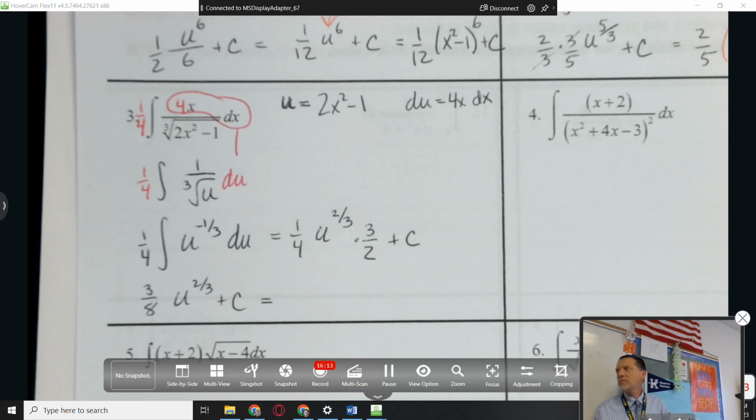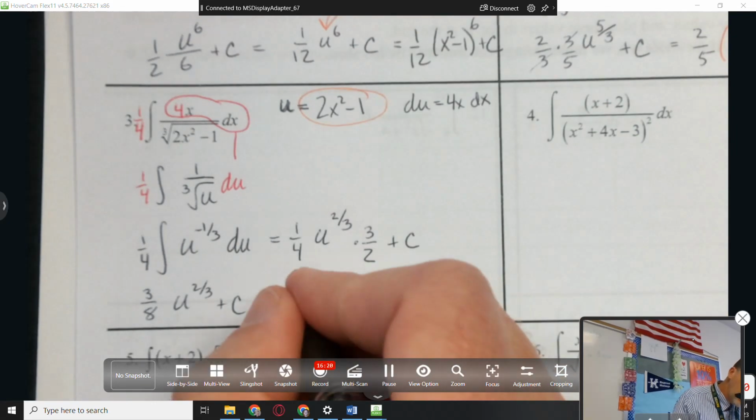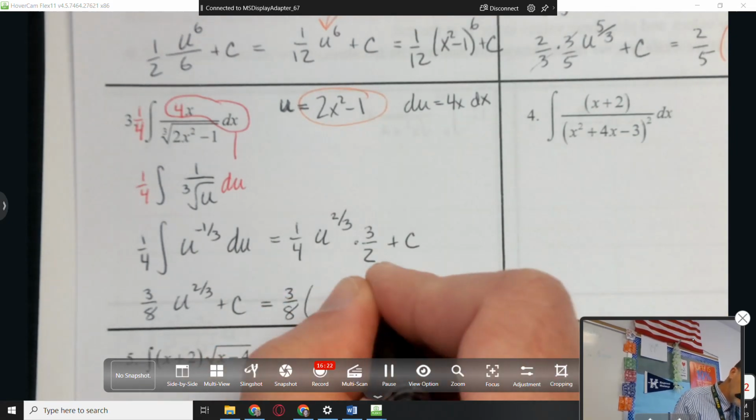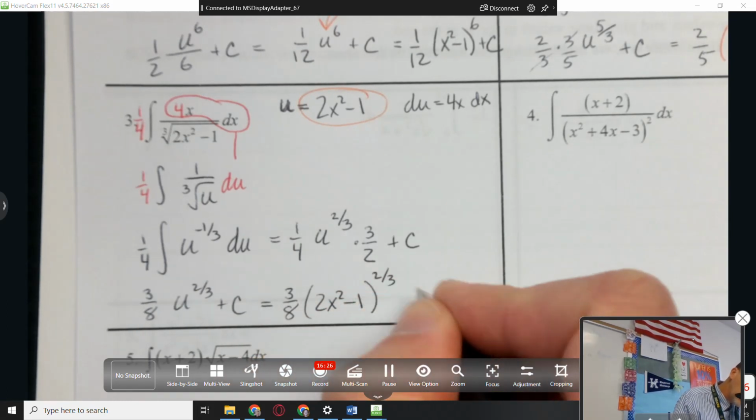But don't stop there. Common mistake to make it all the way there and then forget to put the x stuff back in there. 3/8 times 2x squared minus 1 to the 2/3 plus c.